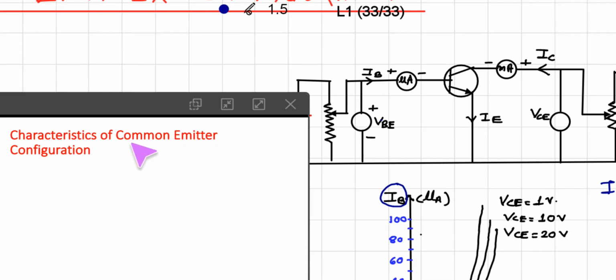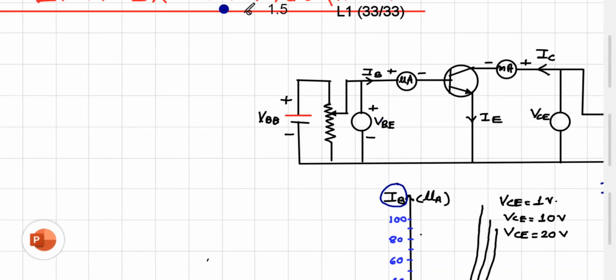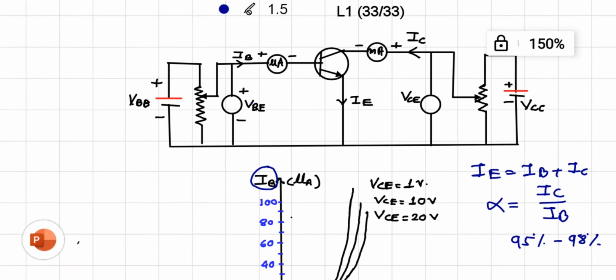So let us consider characteristics of common emitter configuration. So this is common emitter configuration. See here, in this, emitter is common, the input is connected to base, and here the output side is connected to collector. So we know that the emitter-base junction must be forward biased, as this is an NPN transistor, N is connected to negative, P is connected to positive, and the collector junction must be reverse biased.